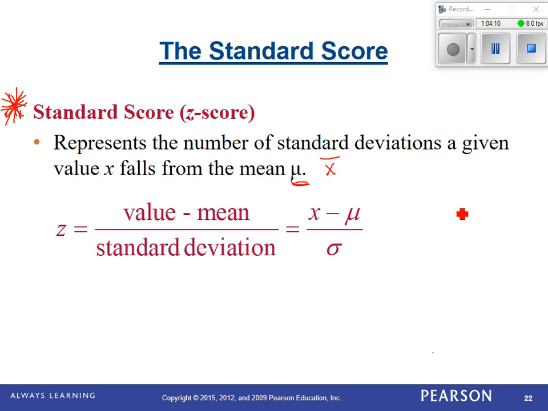To find the Z-score, you use this formula. Z equals the value, that's the score, whichever score you're dealing with, minus the mean, divided by the standard deviation. Instead of mu here, what else could it be? X bar. Instead of sigma here, what else could it be? S, if we were dealing with a sample.